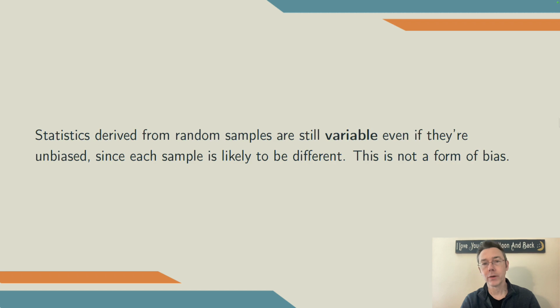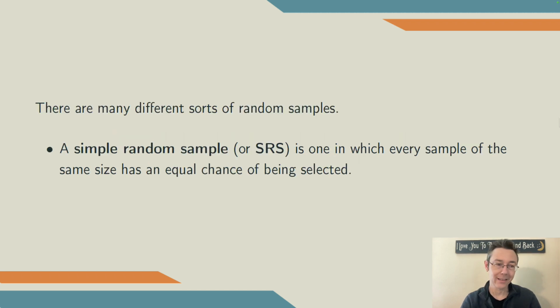Now, statistics derived from random samples are still variable, even if they're unbiased, in the sense that each time you go out and run the study, you're going to probably get a different statistic every time. This is not a form of bias because, on average, the statistic will still hit the parameter value exactly.